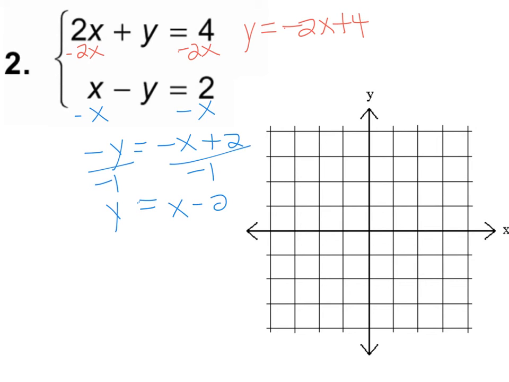Now I'm going to graph both of those. The first one has a y-intercept of +4, slope of -2. And I'm going to continue to go down 2 over 1, down 2 over 1, all the way through my graph. And then I'm going to connect my line there. And now my second equation has a y-intercept of -2, slope of up 1 over 1, up 1 over 1.